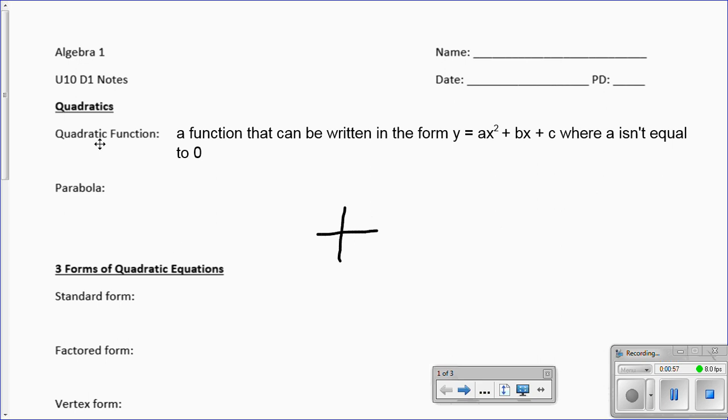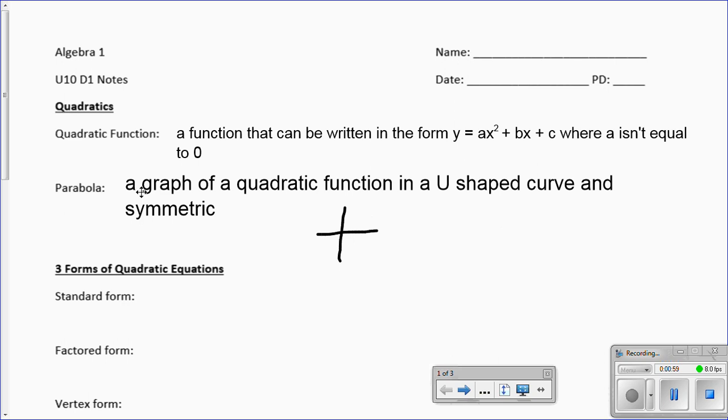A parabola is the graph of a quadratic function, which is a U-shaped curve, and the curve's symmetric. So this is my very poor attempt at drawing a coordinate plane, and this is also my very poor attempt of drawing a parabola because it's not symmetric. This is what happens when I draw on a computer. But as you can see, it's U-shaped. It can either open up or open down. This is a little bit better one, but the graph still is horrible.